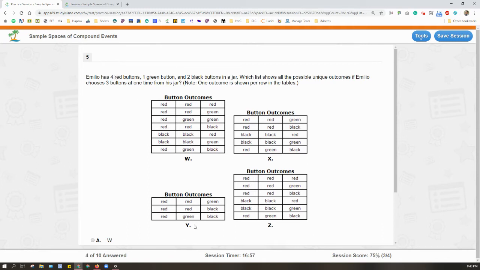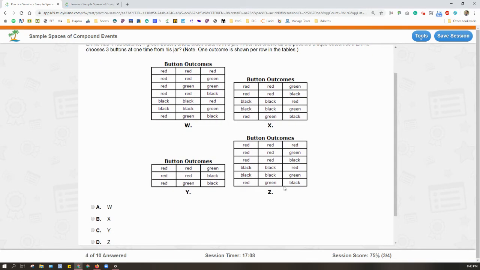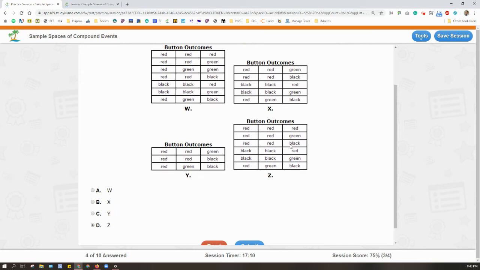Let's go ahead and look at table Y. Well, there are clearly fewer options in table Y than there are for table X. So if table X didn't have enough options, table Y certainly isn't going to. That leaves us with table Z as the only choice left, and it has to be the right answer. And sure enough, it's got the red, red, red we were looking for, red, red, green, red, red, black, and then black, black, red, black, black, green, and red, green, black from table X.